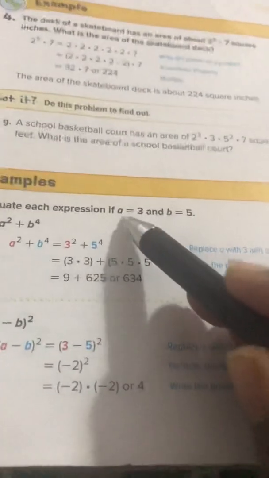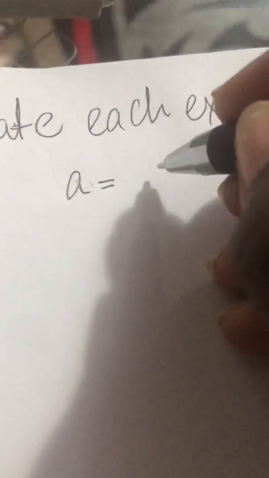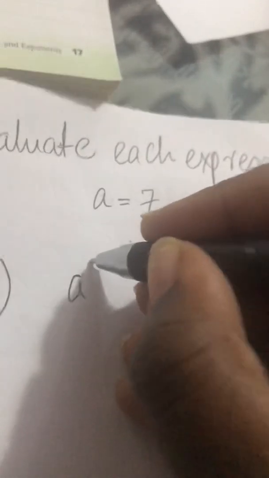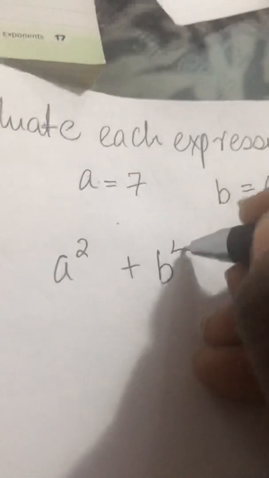So let us do another type of evaluation. Now we have variables and values. All right. We're going to write our own. So the question says, evaluate each expression. If, okay, let's say A is 7 and B is 6. So, example 1, they have said A squared plus B to the 4th power.